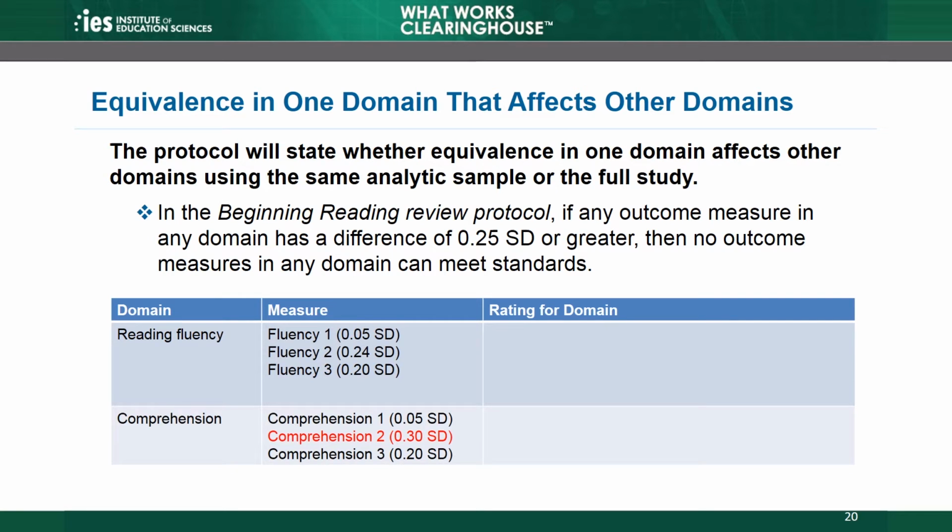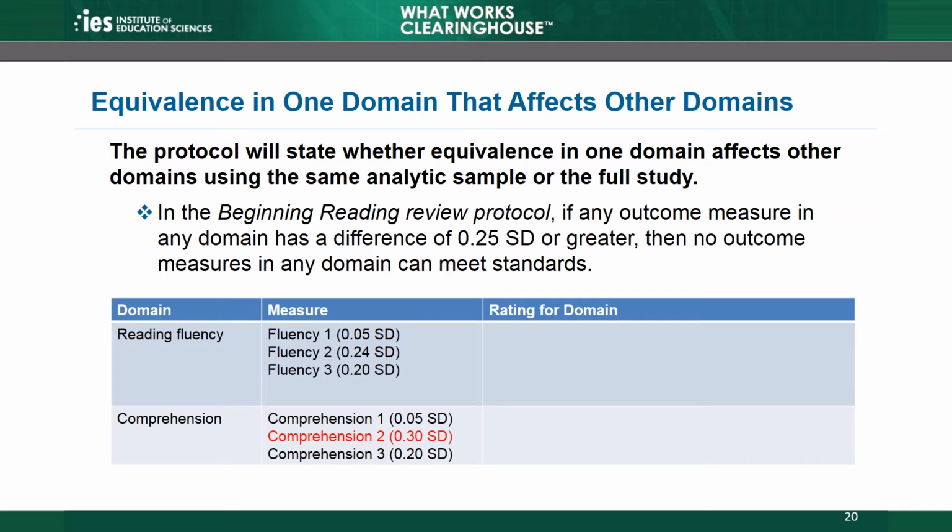This table of domains and measures illustrates an example of a study reviewed under the beginning reading review protocol. The outcome measures in the fluency domain are within an acceptable range. If the fluency domain were the only domain in the study, then it might have received the Meets WWC Group Design Standards with Reservations rating.